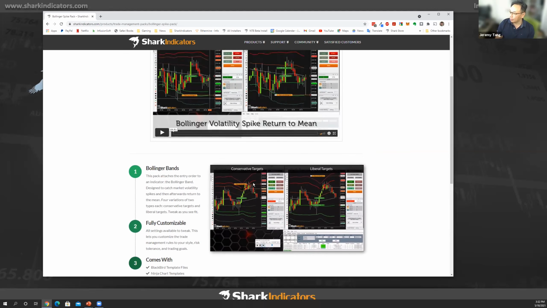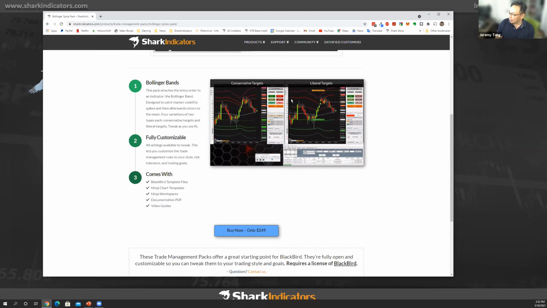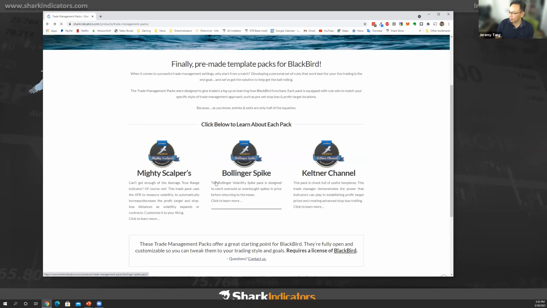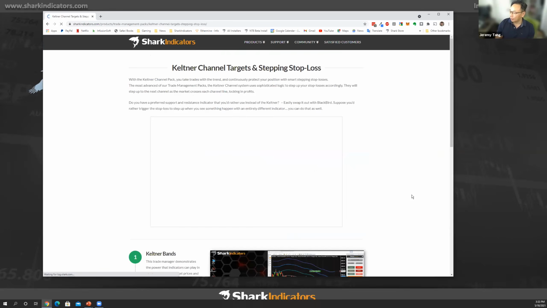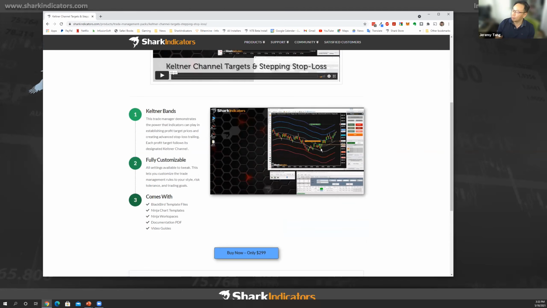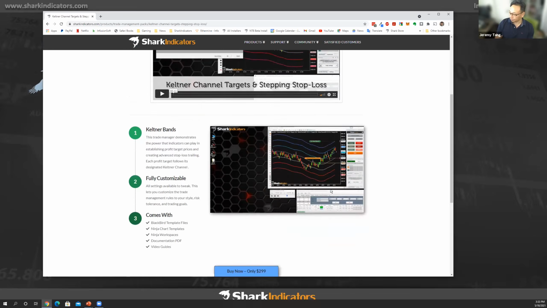So here's one that's actually kind of cool. These stop losses and profit targets actually follow the Bollinger Bands. Those are great for things like following support and resistance style lines. Here's one that follows the Keltner channel, actually probably more appropriately. You can use this as well as support and resistance.